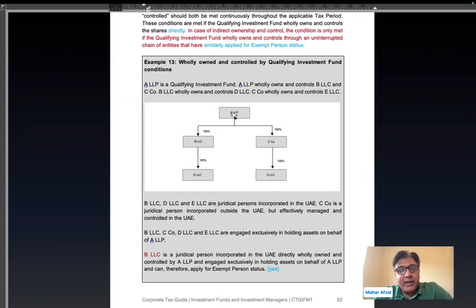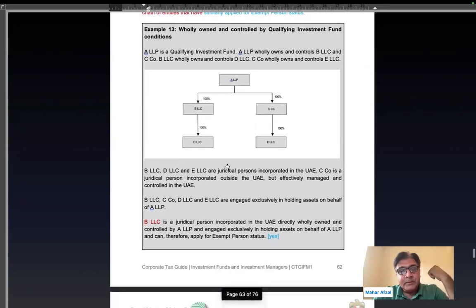There is one more. ALLP is holding 100% in B. ALLP is holding 100% in C. C is a non-resident juridical person. B is resident. D is resident. E is non-resident. Basically, E is resident but owns 100% in C, which is a non-resident juridical person. So what they said, BLLP, the juridical person incorporated in the UAE, directly owned and controlled by ALLP, engaged exclusively in holding assets on behalf of ALLP.